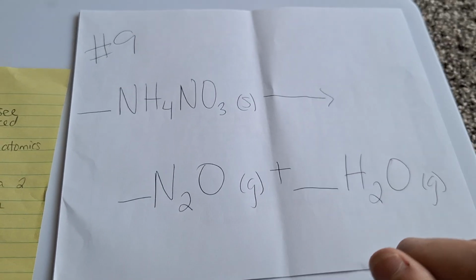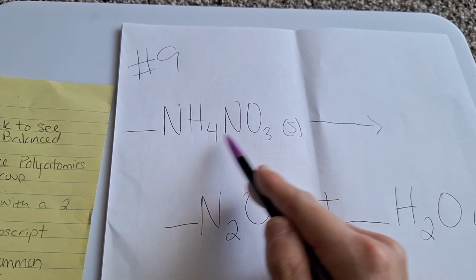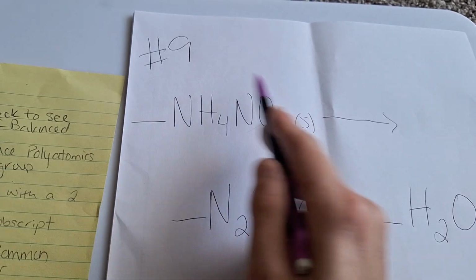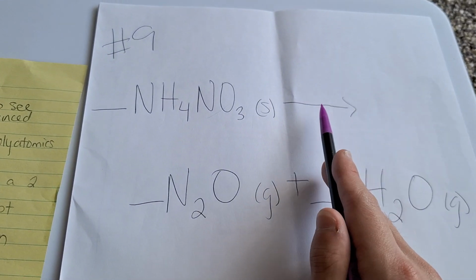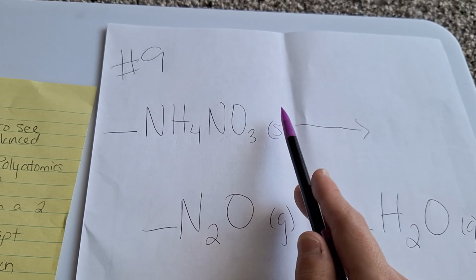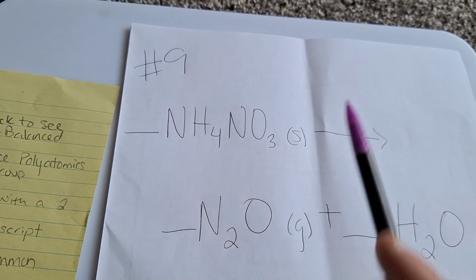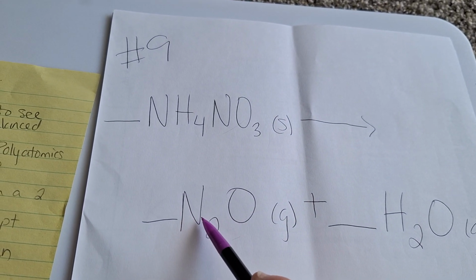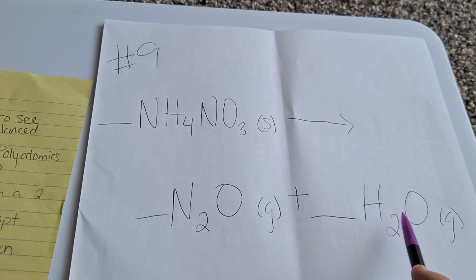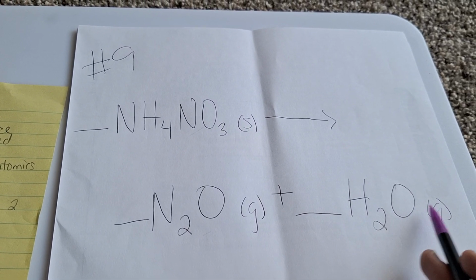Now this is a different one. We have ammonium nitrate, 2 polyatomic ions together into one compound, one molecule. It's not reacting with anything, so that's a hint. It's producing dinitrogen monoxide gas and water vapor. I say water vapor because the water is in a gaseous state.